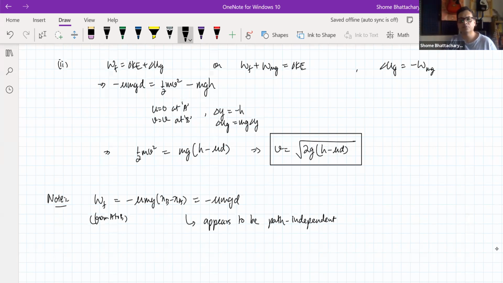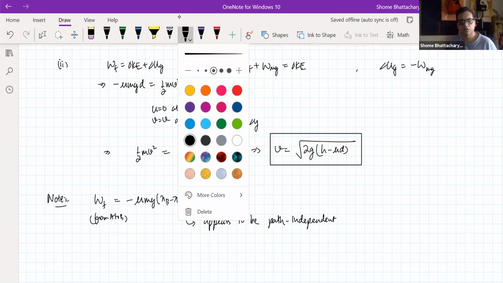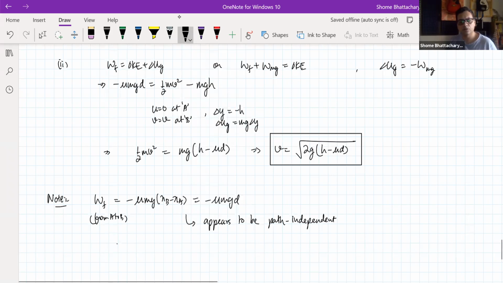So whatever type of situation you imagine, if you're making a round trip from A to some other point and back to A, the work done by friction cannot become zero in that. If it's kinetic friction, it will be negative. So it has to be a non-conservative force. So this is very important to keep track of.